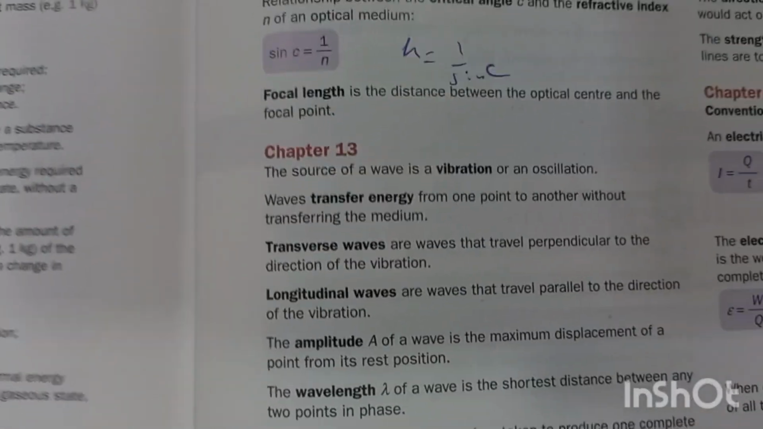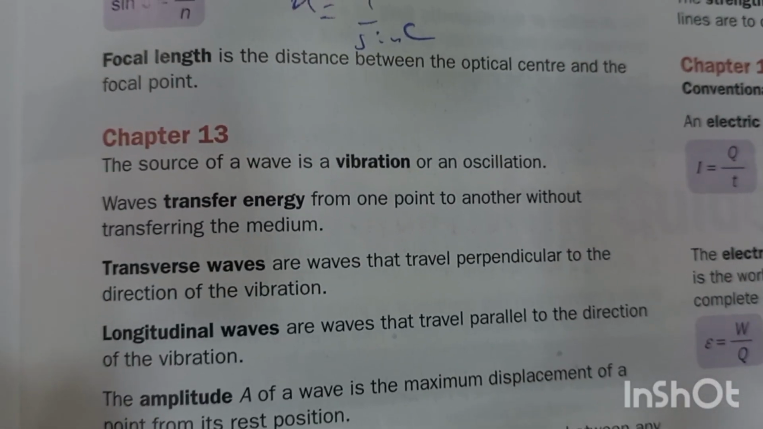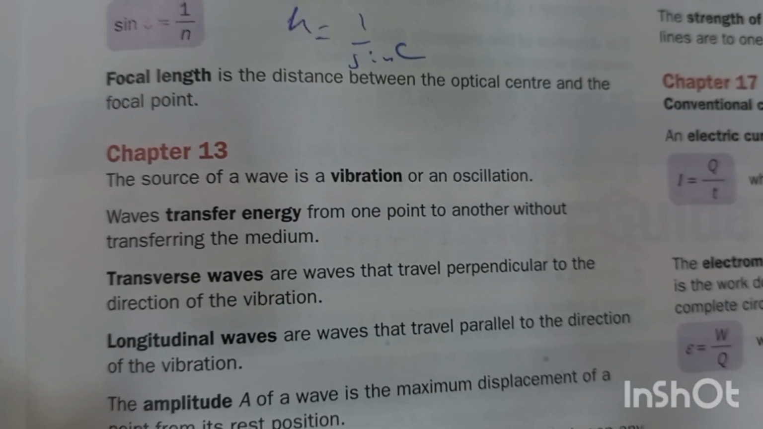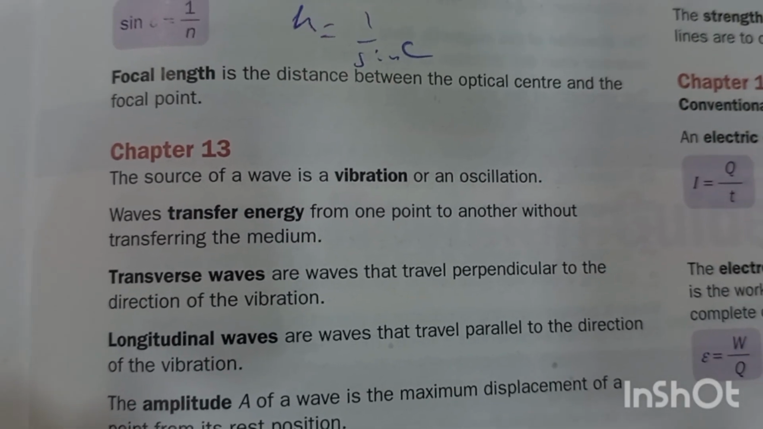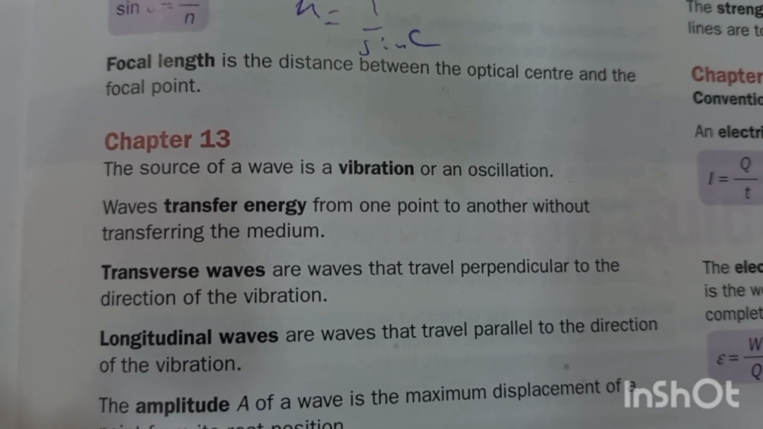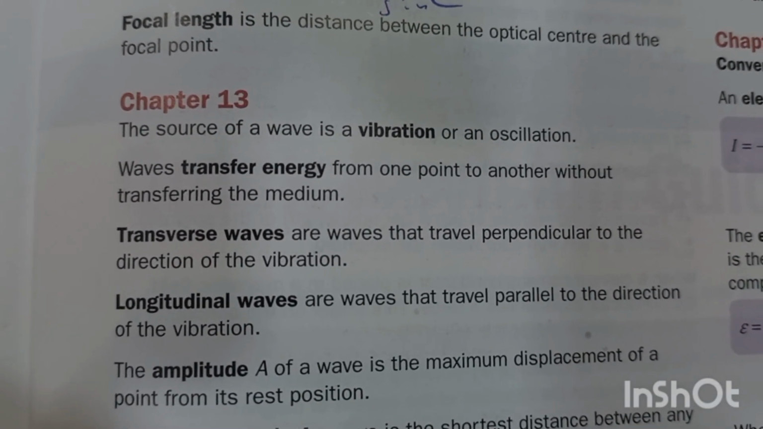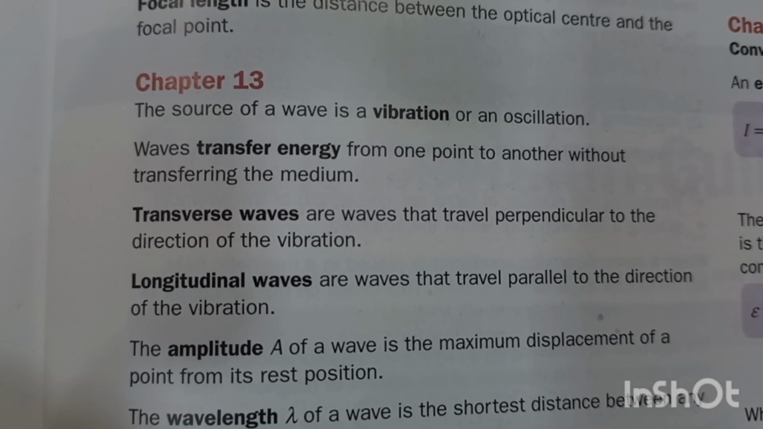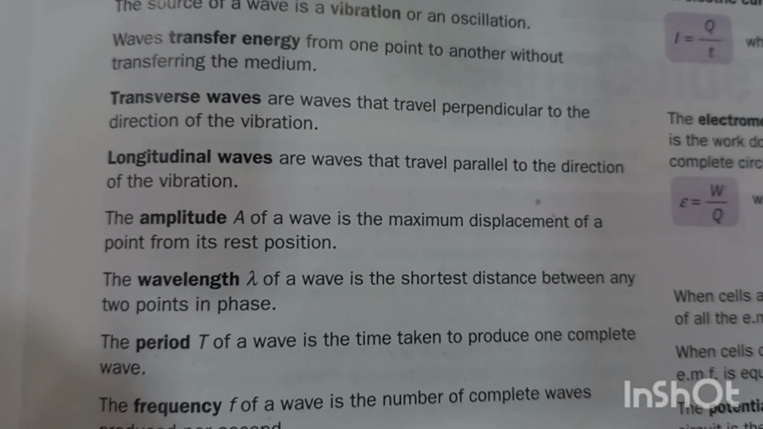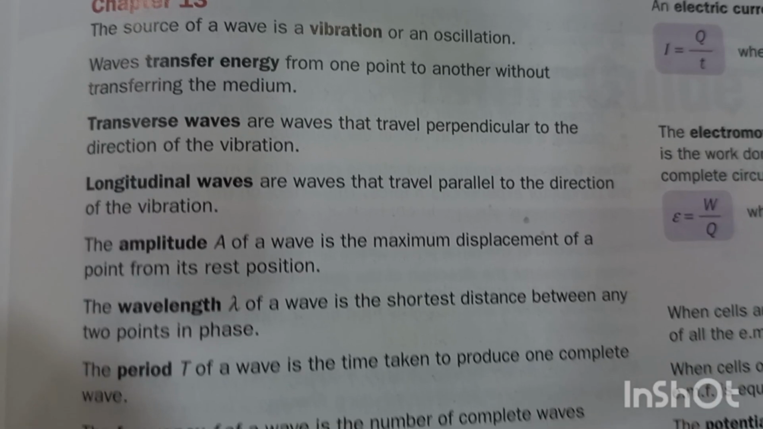Chapter number 13. It is about waves. The source of a wave is a vibration or an oscillation. Waves transfer energy from one point to another without transferring the medium. Transverse waves are waves that travel perpendicular to the direction of the vibration. Longitudinal waves are waves that travel parallel to the direction of the vibration.